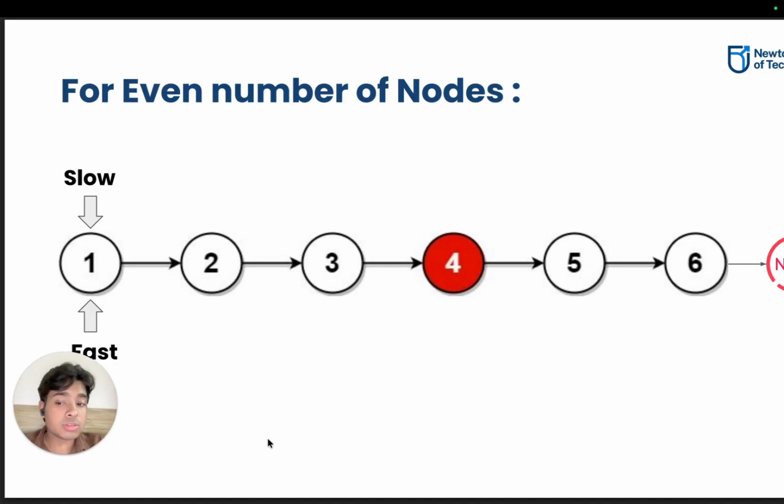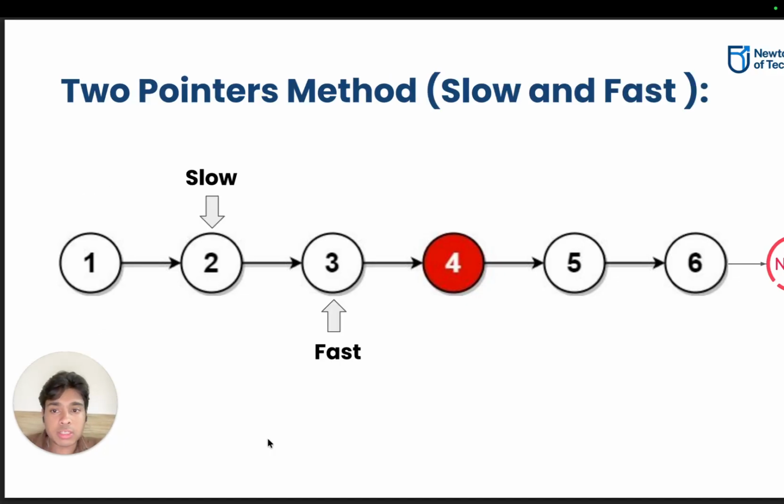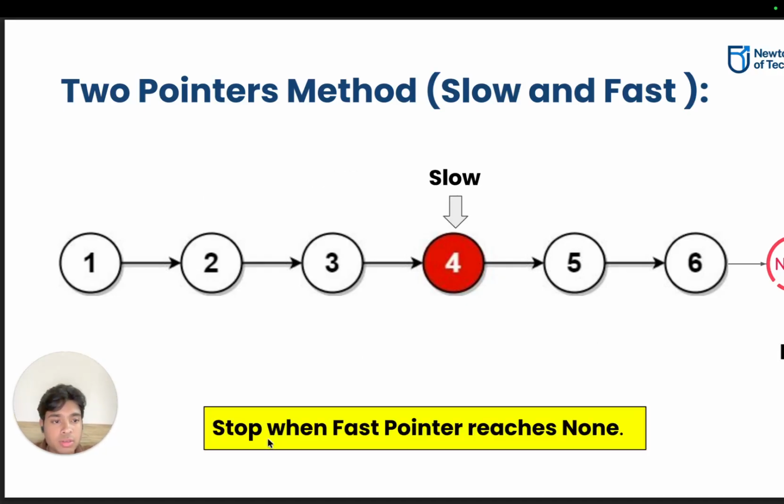even number of nodes in the linked list, the fast pointer should reach the None position, then we have to stop. As you can see in the diagram, as usual, our slow one is moving one step ahead and the fast one is moving two steps ahead. And for the even condition, we have to stop only when the fast one reaches None. Okay, so you can visualize by seeing the diagram. The fast one reaches None and we stop.